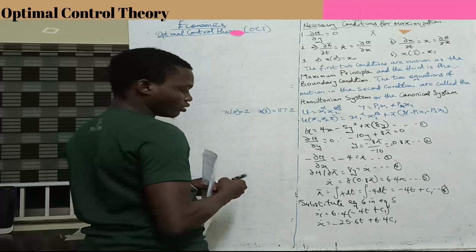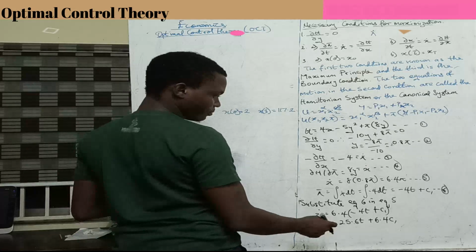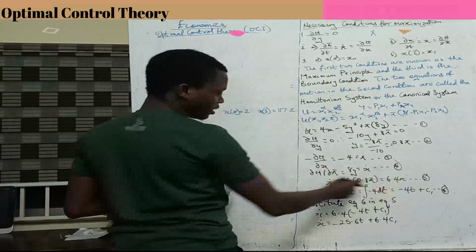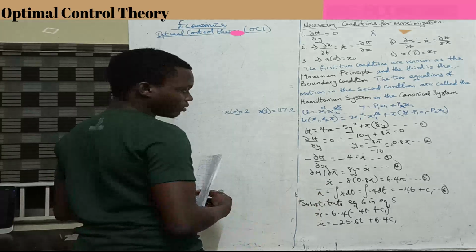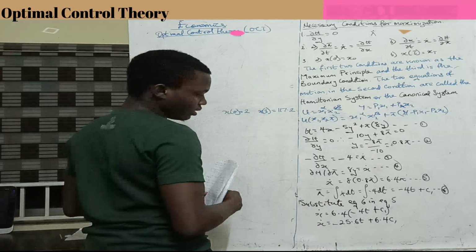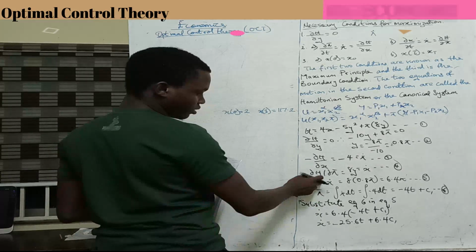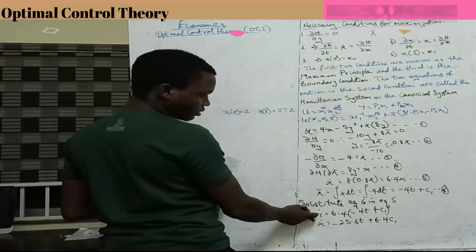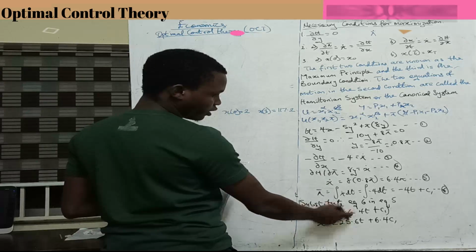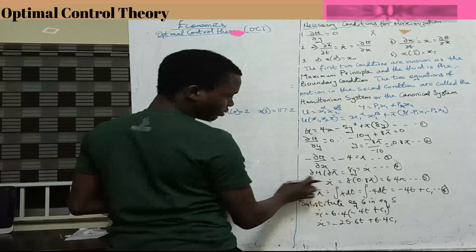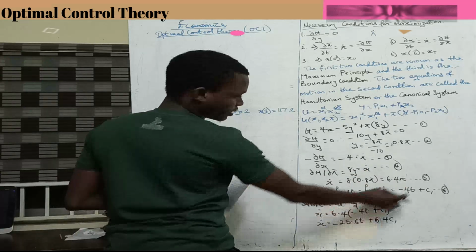So we substitute equation 6 in equation 5. This is equation 5, the state variable equation. So here x dot equals 6.4 into brackets lambda, and this is lambda now.